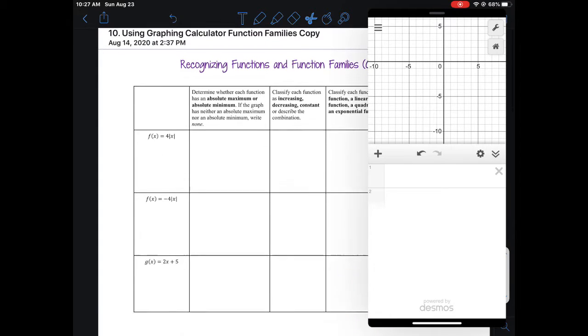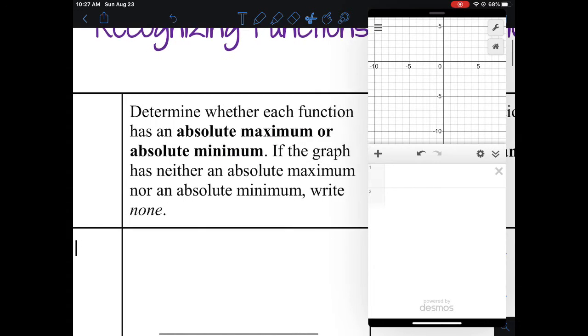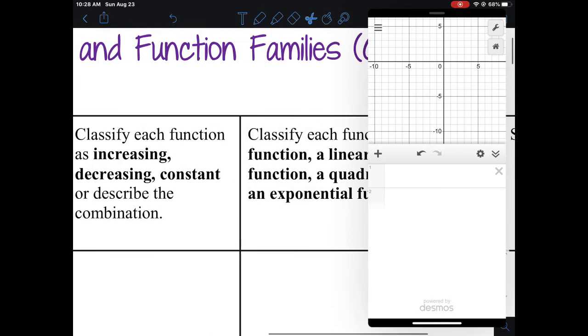Okay, so we need to graph this function. F of x equals 4 times the absolute value. That's what those straight vertical up and down lines around the x are. It's not parentheses. That's the absolute value of x. And then we're going to determine whether each function has an absolute maximum or an absolute minimum. And if you don't know what that means, you probably didn't do the last two assignments. So if the graph has neither absolute max nor absolute minimum, write none.